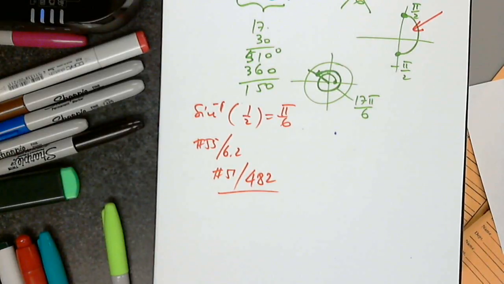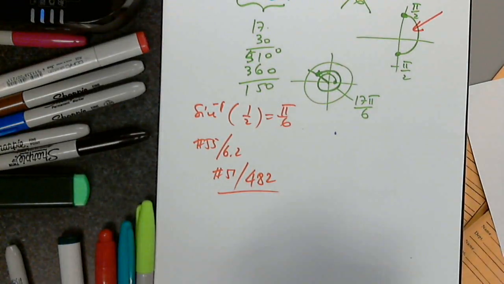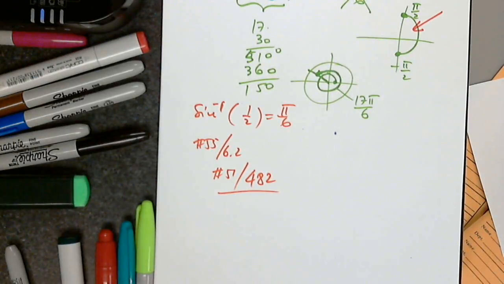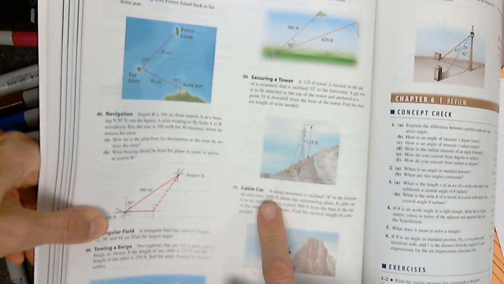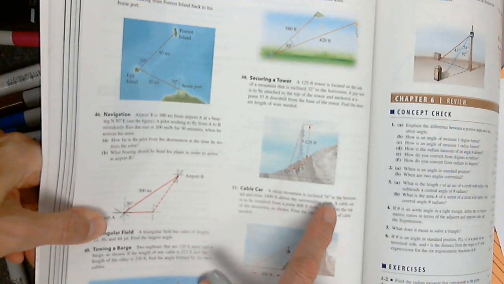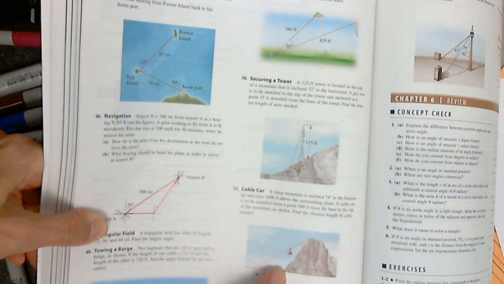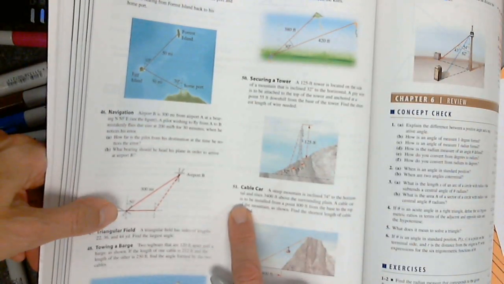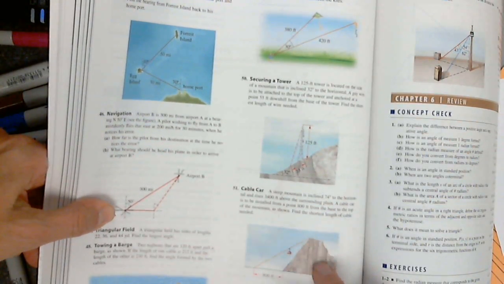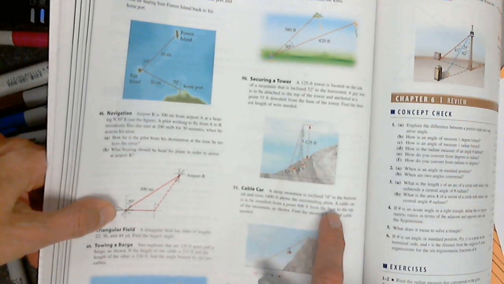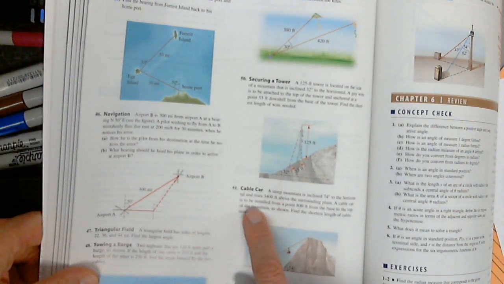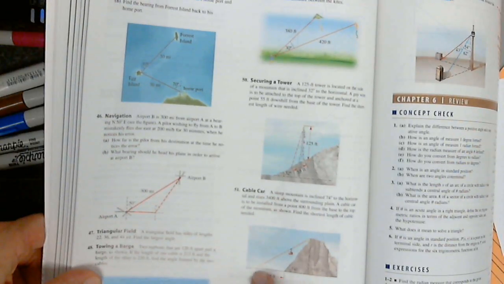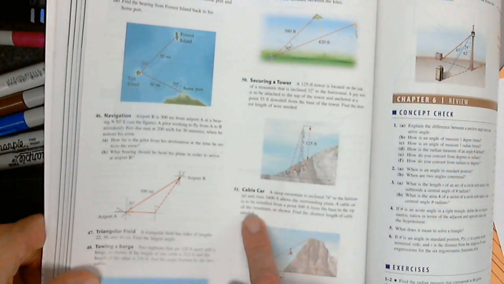Cable car is the problem. Here's a cable car. It goes from this point to the top of a mountain. Let's see what we are given. A steep mountain is inclined 74 degrees right here. That's the angle to the horizontal, right? And it rises, as we see, 3,400 feet above the surrounding plain. Fine. A cable car is to be installed from a point 800 feet from the base of the top of the mountain.